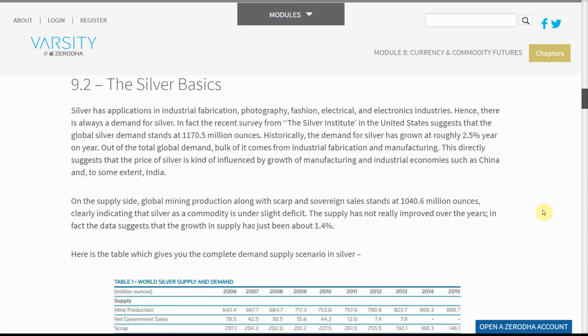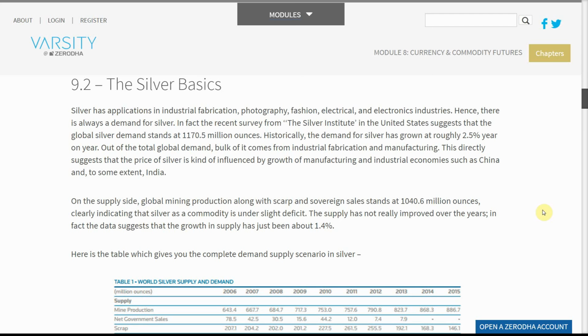9.2 The Silver Basics. Silver has applications in industrial fabrication, photography, fashion, electrical, and electronics industries. Hence, there is always a demand for silver. In fact, the recent survey from the Silver Institute in the United States suggests that the global silver demand stands at 1,170.5 million ounces. Historically, the demand for silver has grown at roughly 2.5% year-on-year.